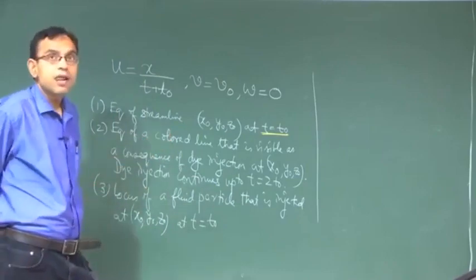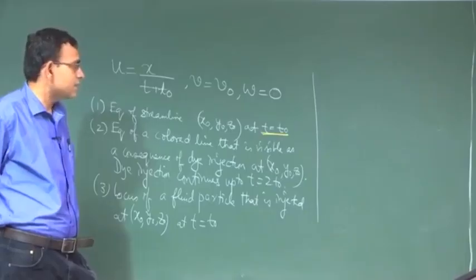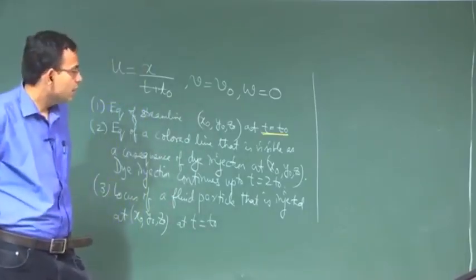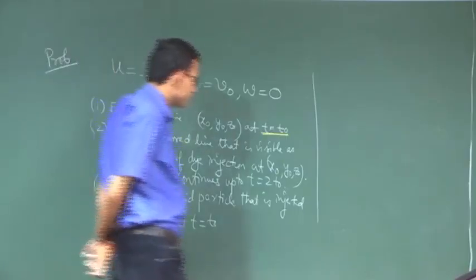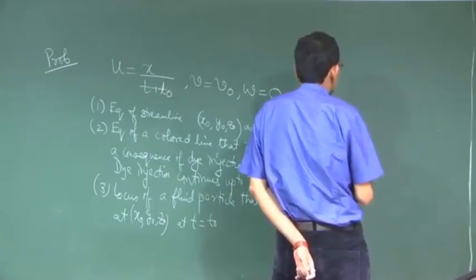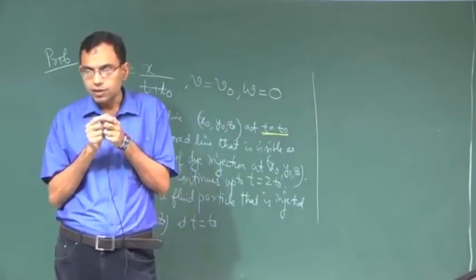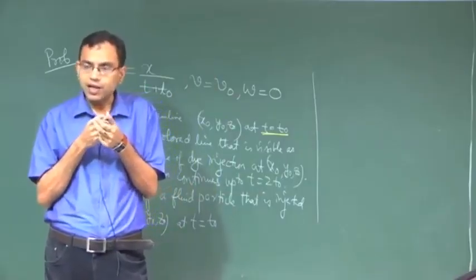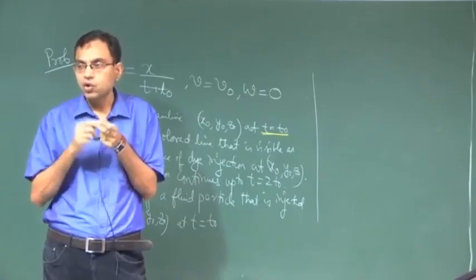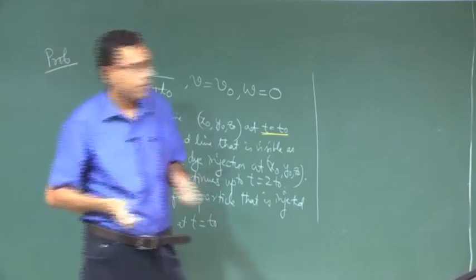Second is the equation of a colored line that is visible as a consequence of dye injection. That is, what is the equation of a streak line? In the streak line concept, what you are actually finding is the locus of a particle, but not a single particle: the locus of different particles which have passed through a common point.